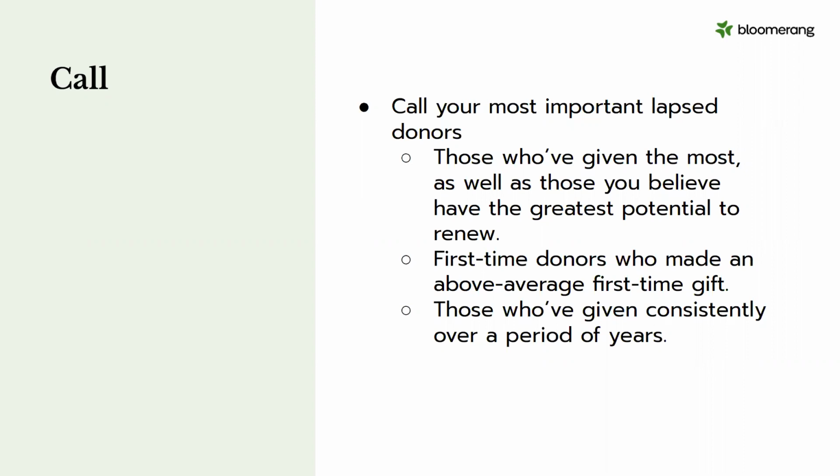Another thing we like to do is call first-time donors who've made an above average first-time gift. If you don't know what your average first-time gift is, you can run a report in Bloomerang of first-time donors and average out what that amount is. So you can get a gauge of what's an above average gift for your organization. Research shows, like we saw earlier, only about 19% of new donors give again, but if you can get them to make a second gift, you almost triple the chances that they're going to renew.